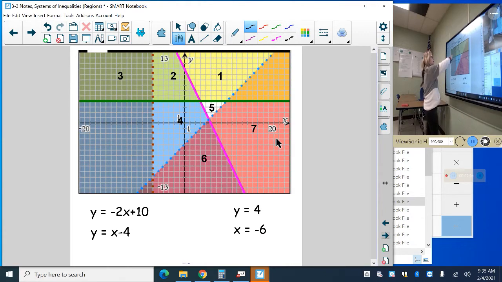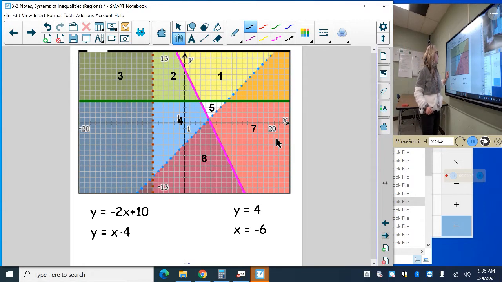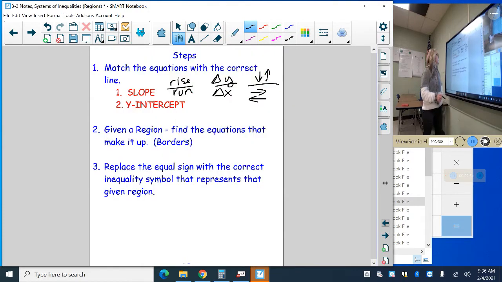Okay, so here's my large graph with lots and lots of inequalities. What I need to do is decide what the lines are, which of the lines match up with which equation, and then which region it makes up. So let's look at our steps. First things first, match the equations with the correct line.